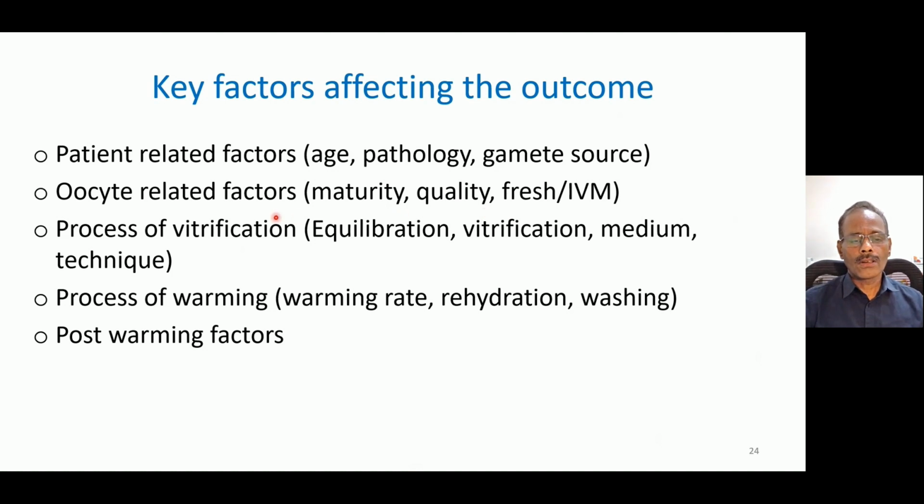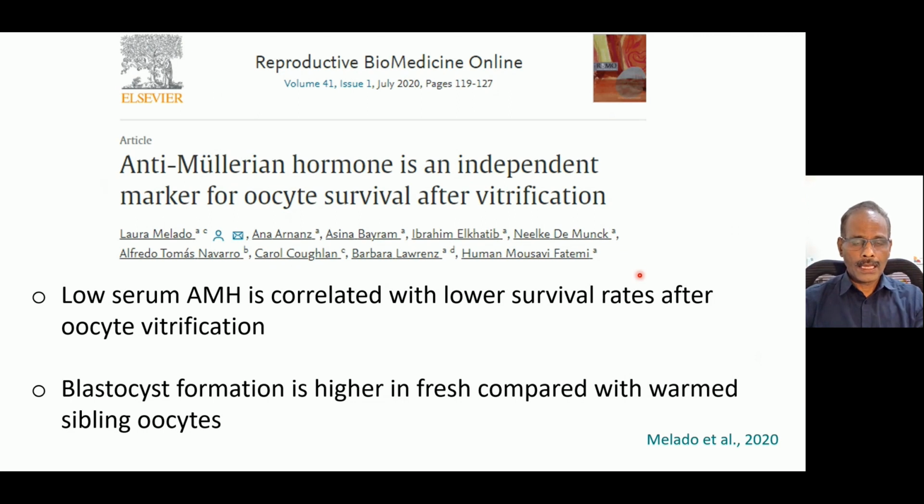In addition to this, the oocyte-related factors such as the maturity of the oocyte, whether they are in the GV stage, metaphase 1 or metaphase 2, the quality of the oocyte, whether they are fresh oocytes or in vitro matured oocytes. The process of vitrification, how effective is the equilibration, the vitrification medium, the technique used, the process of warming, and post-warming factors. All these factors can significantly affect the outcome of oocyte cryopreservation.